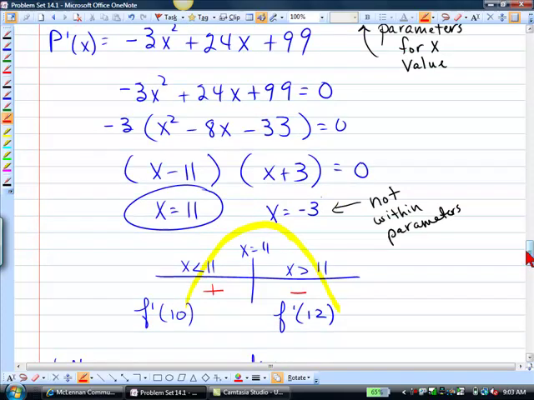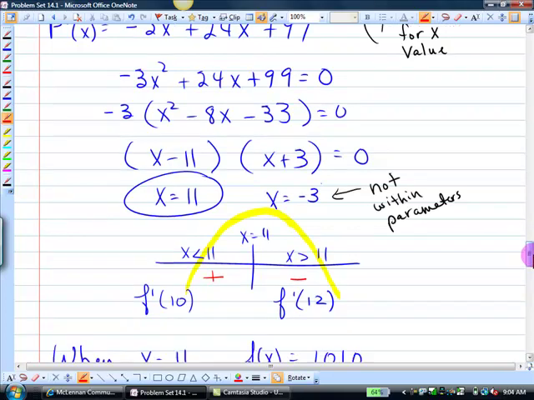And then you're just going to do what we've been doing. x equals 11, x is less than 11, greater than 11. So I tested 10 and 12 in the original. I got a plus and a minus. So yes, x equals 11 is going to maximize my profit. Does that make sense? Use the derivative to find the max, to verify that that's the max.